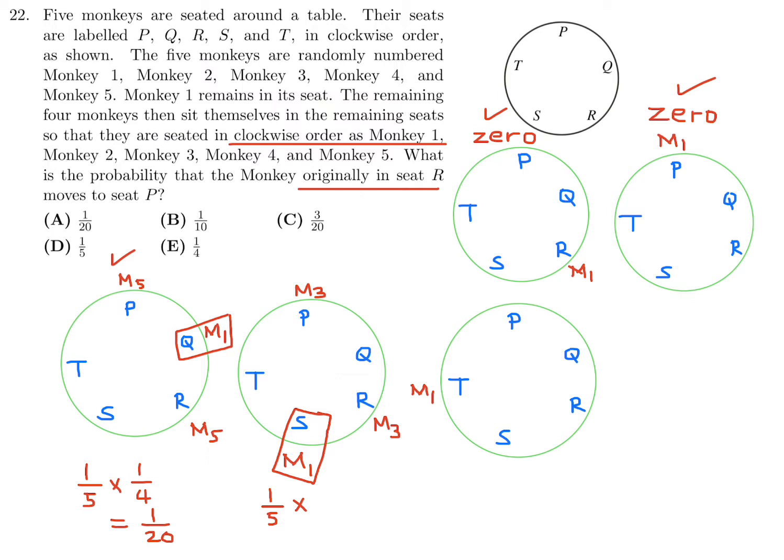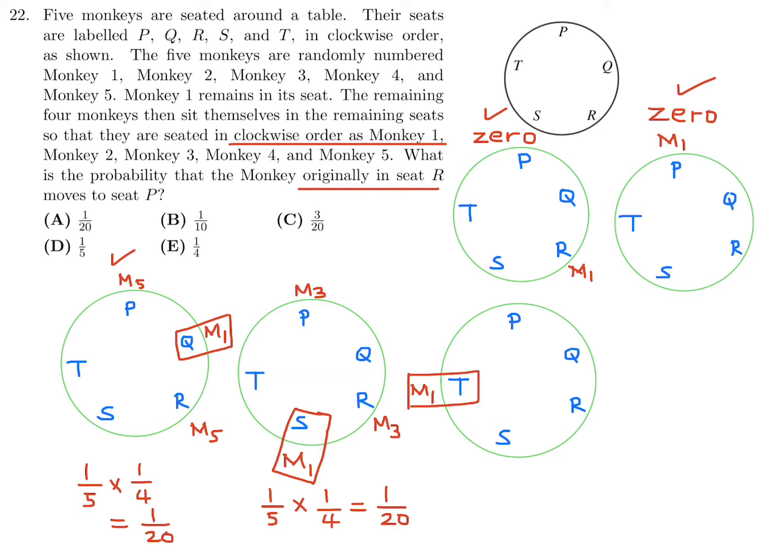Well, it really just means what's the probability of having monkey 3 originally sit in R? Well, since S is already taken, he's got 4 possible choices, and of those 4 possible choices, he has to choose 1. So the probability of putting monkey 3 in one of those 4, which is R, is 1 over 4. And that again is 1 over 20. And then finally, we've got the last scenario.